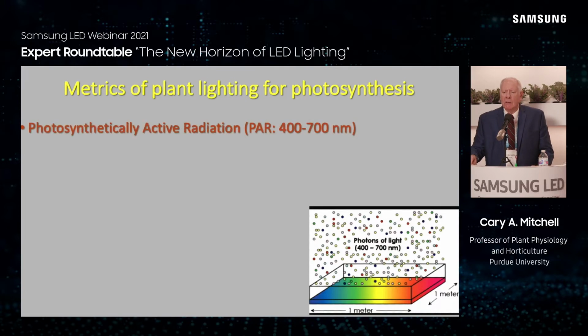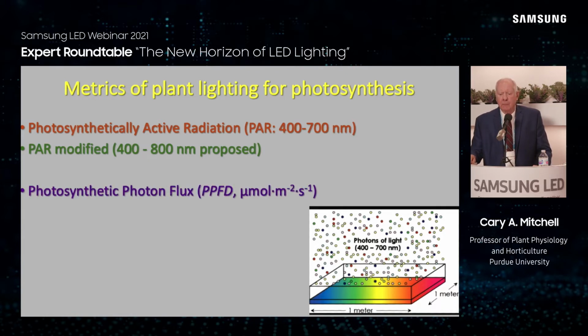Okay, so here I would like to go over some metrics that you will hear with respect to light and plants. We're talking about the portion of the electromagnetic spectrum between 400 and 700 nanometers, which is all in the visible region of the spectrum, but the part that drives photosynthesis, which we call PAR, is between 400 and 700 nanometers. And recently it's been proposed that we go a little beyond that to include wavelengths of the far red, which I'll explain later.